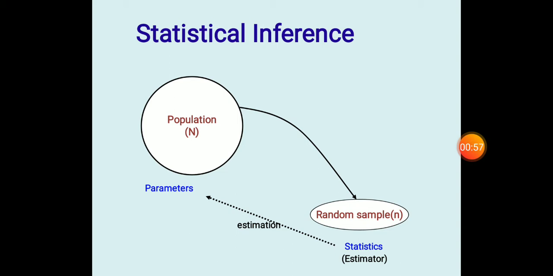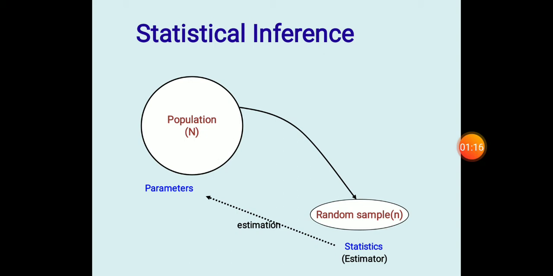And that is why, before going to the tests of significance, we need to know some terms that we usually use in statistical tests. The first is what we call as parameter. The unknown value of that population is what we call as parameter. Now what does that unknown value mean?